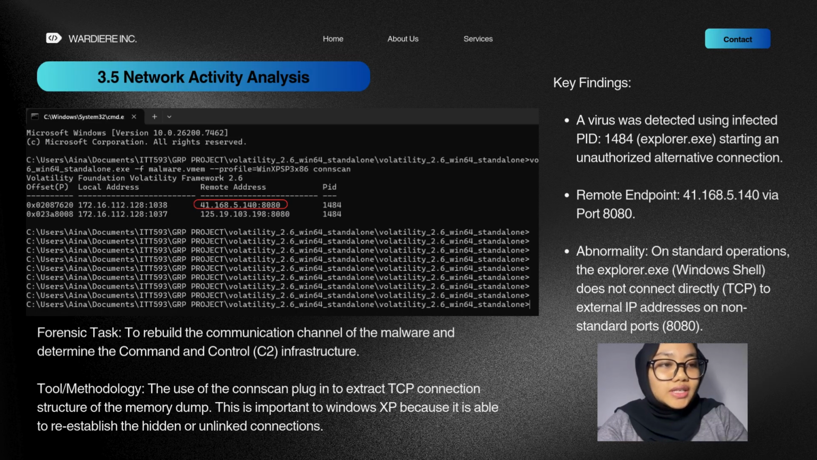PID 1484, which is the legitimate explorer.exe, was caught establishing an outbound connection to a remote IP address, 1.168.5.140, via port 8080. Under normal conditions, explorer.exe should never act as a network gateway. This confirmed that the process was hijacked to serve as a communication beacon to a command and control server, allowing the attacker to exfiltrate data from the victim's machine.